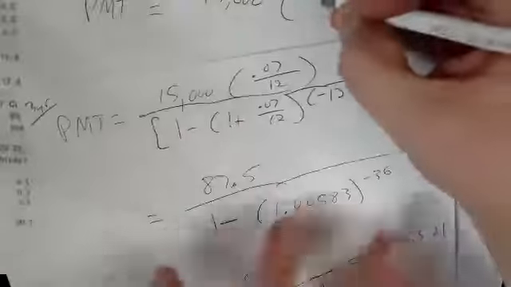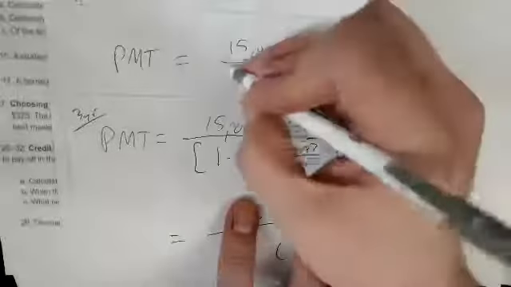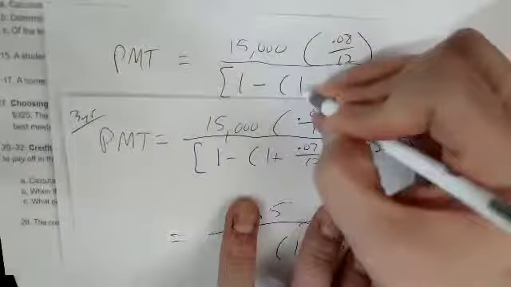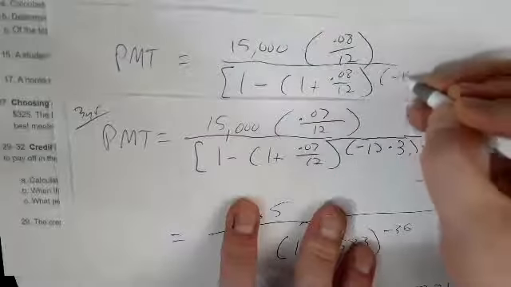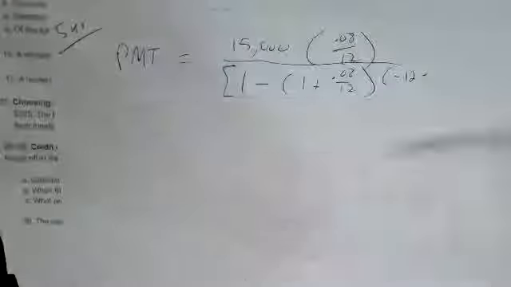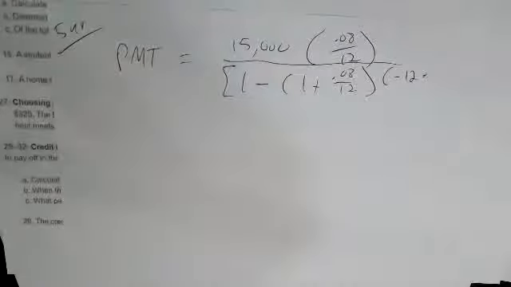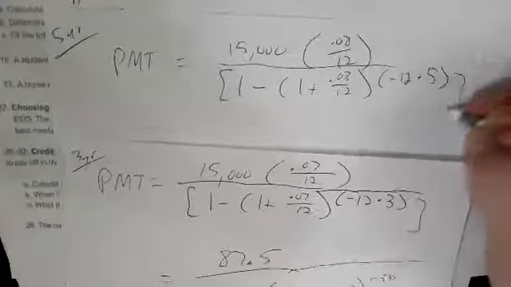We know 7% interest. Now this one is giving us 8% interest. We know our N is still 12. We're going to make payments every month. We know it's 1 minus (1 plus 0.08 over 12) to the minus 12. And now what number do I multiply this by? Oh, 5, for the 5 years.